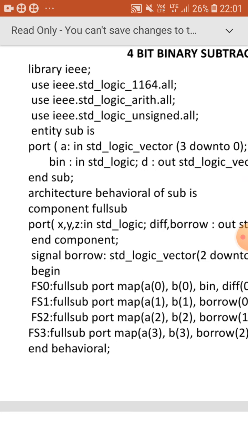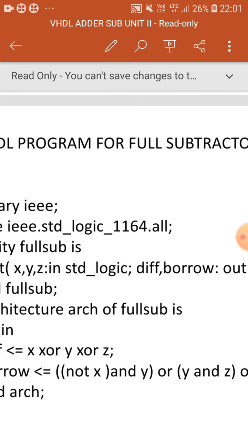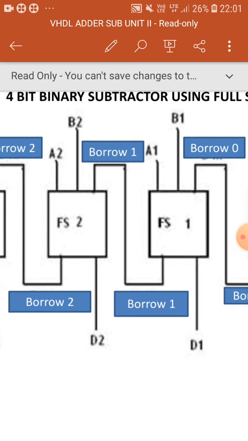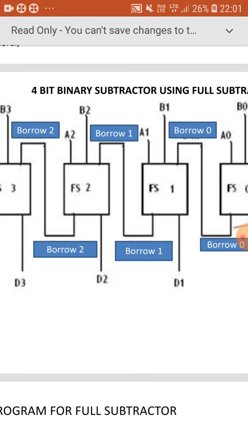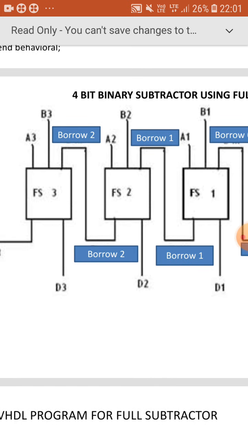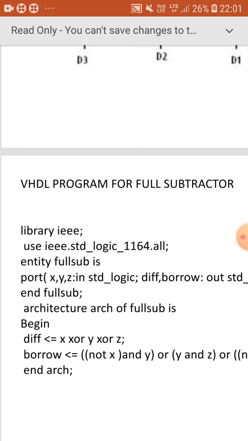In the entity part, the first line is entity name is. In this program the entity name is sub. So entity sub is. Before that you have to define the VHDL program for the full subtractor. In a 4-bit subtractor we have 4 full subtractors. So before writing the program for the 4-bit binary subtractor, you have to write the VHDL program for the full subtractor. Here I have written the VHDL program for the full subtractor.